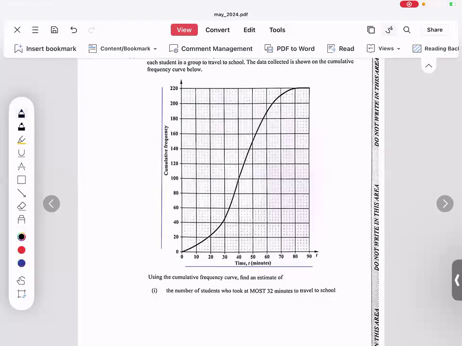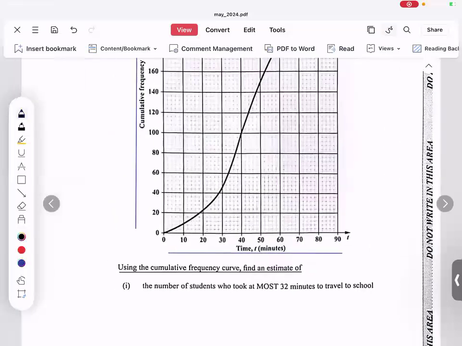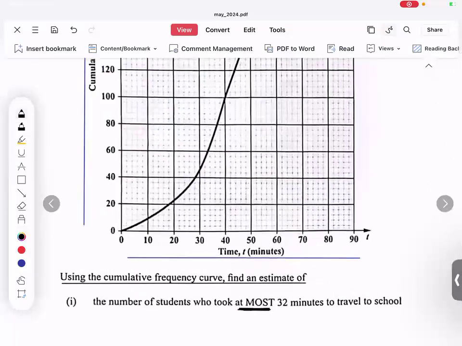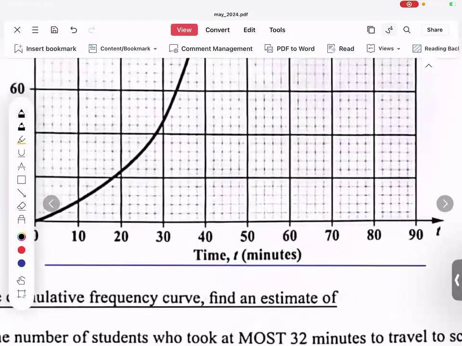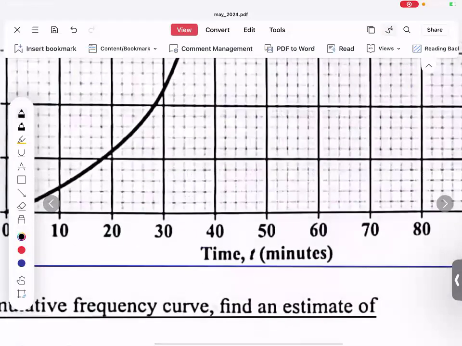The question says, use the cumulative frequency curve and you have to find the estimate. An estimate you must find, so if you don't draw it well, it might be a little bit off. The number of students who took at most 32 minutes. So that's the most time they take, 32 minutes. So let us look for 32 here. First, you have to understand the scale. Between here and here is 10, right? Because 30 and 40 is 10. So what does each of these represent? 2. Excellent. Good job. 2.